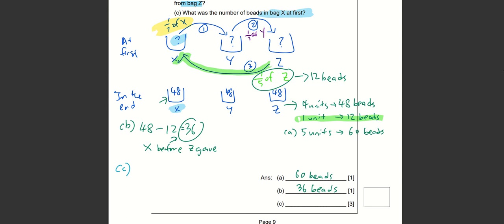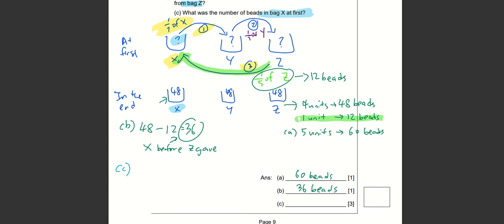So after X gives to Y, X is the same as before Z gave to it. Can you see at this point it is the same? So before step 3 happened and after step 1 happened, X is the same number. You know what I'm talking about? So before Z gave, that was immediately after X gave to Y. So that's the same number.